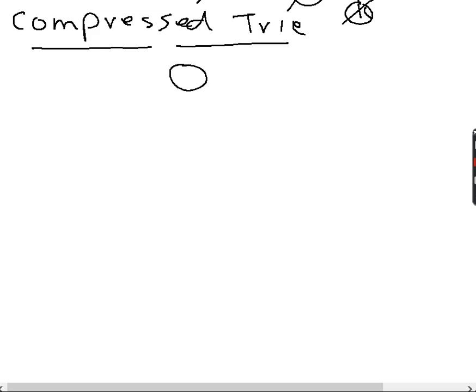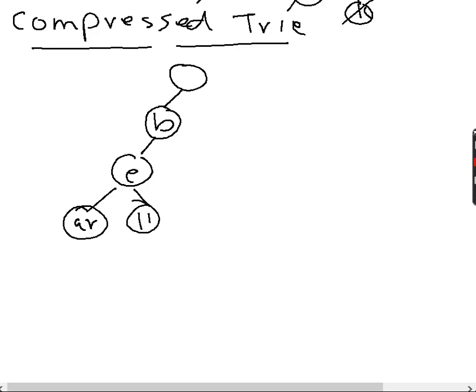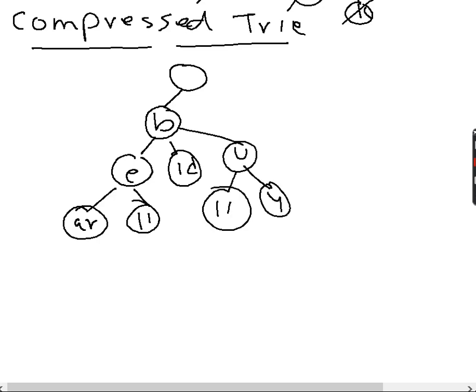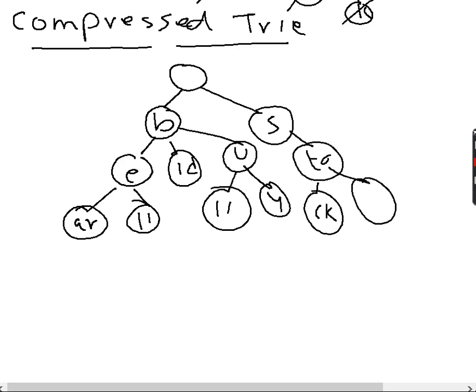So we have a root node, then we have B, then we have E, and then we have AR, and then we have LL, Bell, and then we have ID, Bid, then we have ULL, Bull, Y, Buy, then we have S, and then we have TO, CK, and P. So that's the compressed trie.